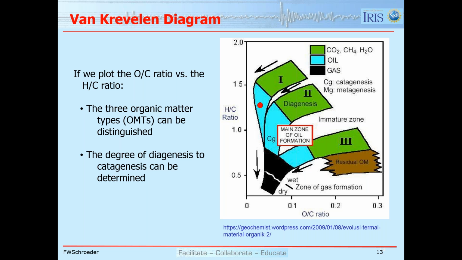So if I had a sample and it plotted where the red dot is on this HC versus OC diagram, that would tell me that it's type 1 organic material and that it's about midway through the oil generation window. So the aqua color would be the oil generation window. The black coloring is indicating where the gas generation window would lie.